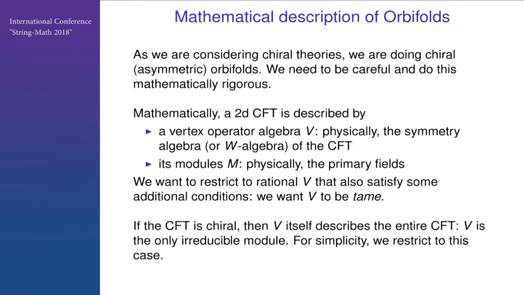And basically, mathematically, a two-dimensional conformal field theory is described by two structures. First of all, there's a vertex operator algebra, which physically corresponds to the symmetry algebra, or W algebra, or chiral algebra of the conformal field theory.